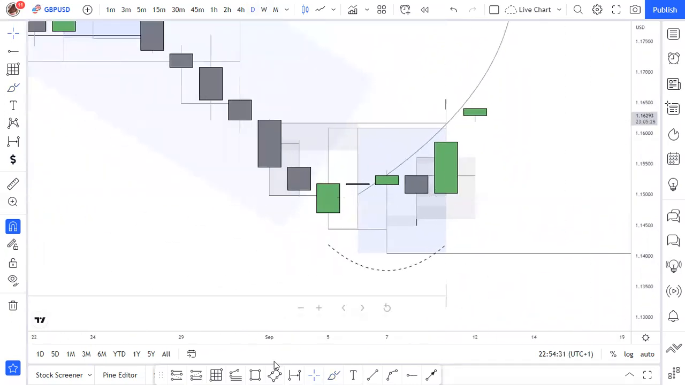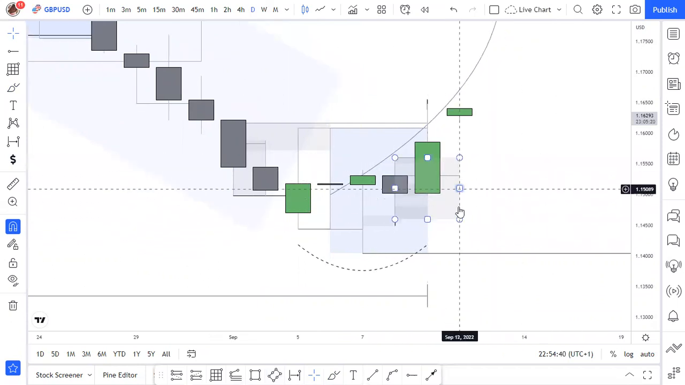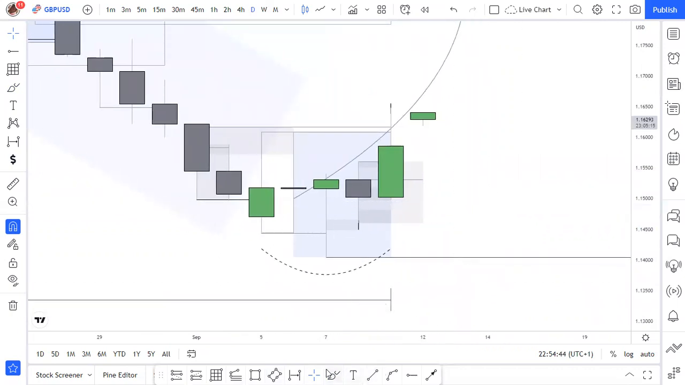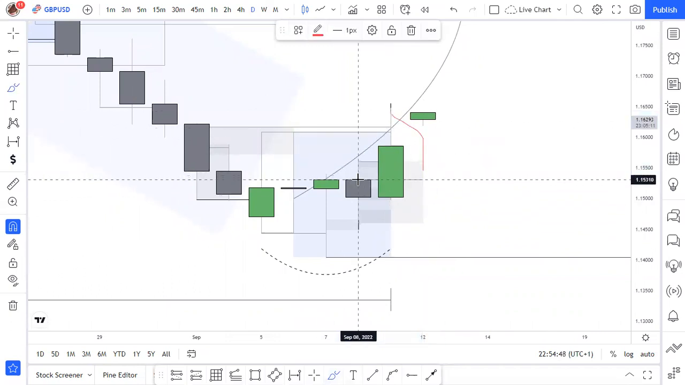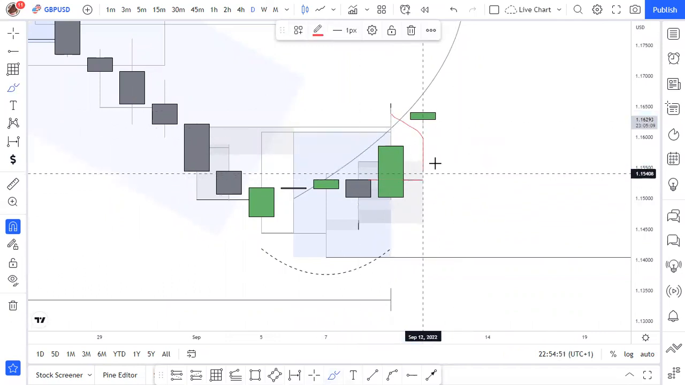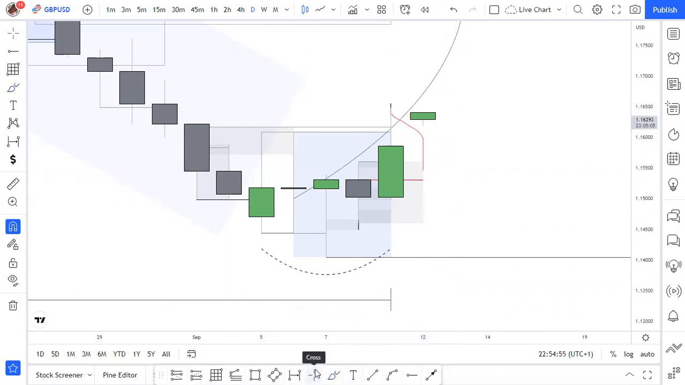So here we have this engulfed candle, this engulfed bearish candle here. So we also want to pay attention to this particular candle, because price will just pull back maybe to the open of the candle and then continue up. So that's why I have this.